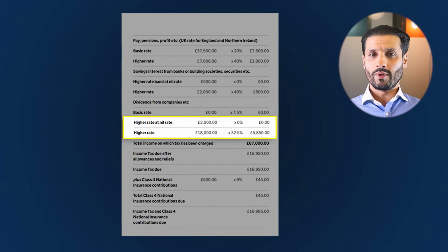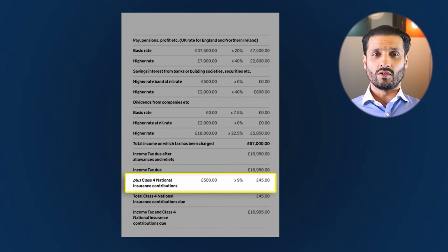There's also a small amount of Class 4 national insurance as a result of Harry's self-employed income. For the sake of simplicity, we are ignoring Class 1 employees' national insurance in this example.